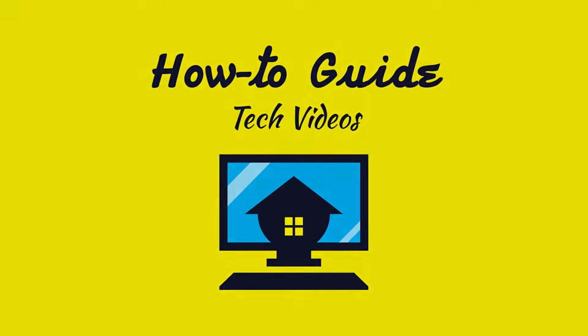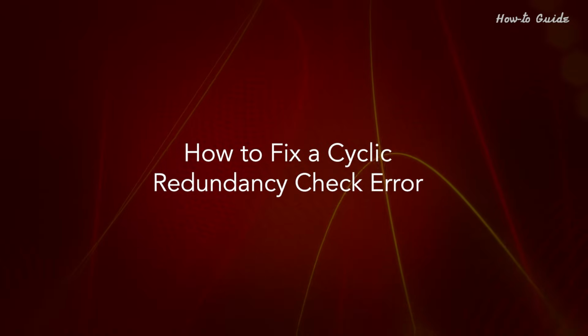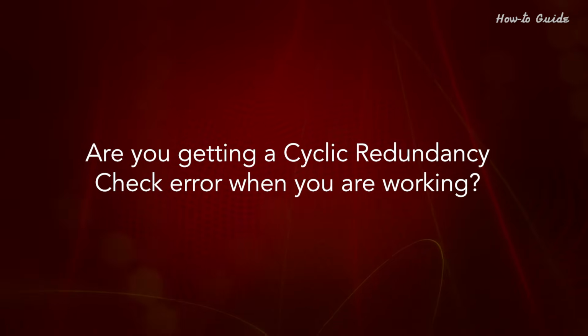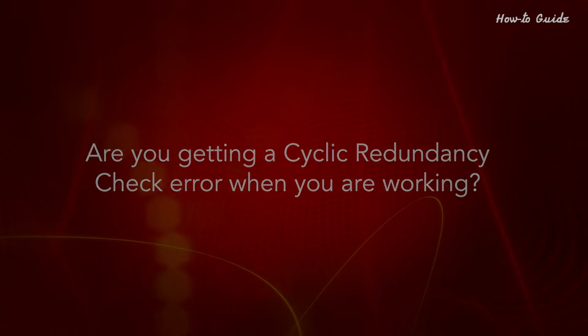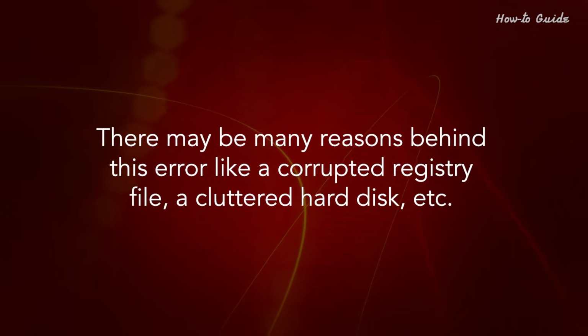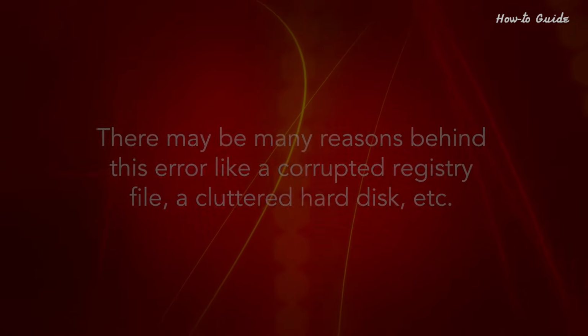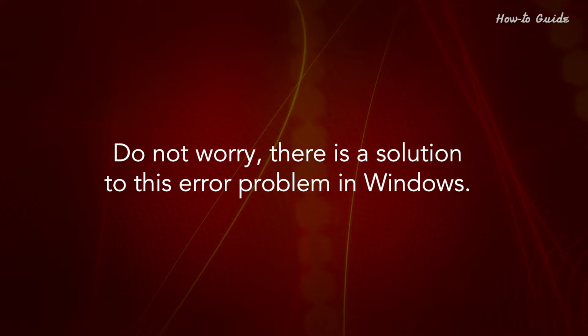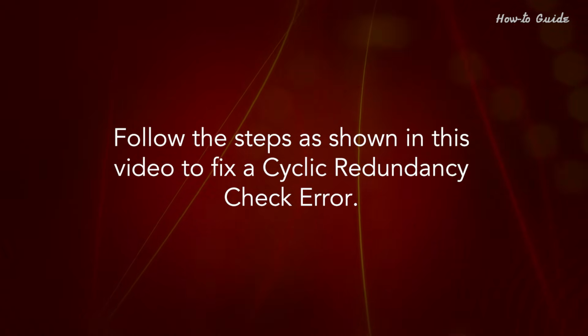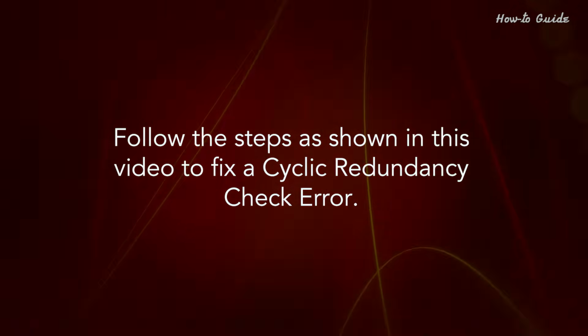Welcome to this tutorial. How to fix a cyclic redundancy check error. Are you getting a cyclic redundancy check error when you are working? If you have received this message, then it means something is wrong with your file or hard drive. There may be many reasons behind this error, like a corrupted registry file, a cluttered hard disk, etc. Do not worry, there is a solution to this error problem in Windows. Follow the steps as shown in this video to fix a cyclic redundancy check error.